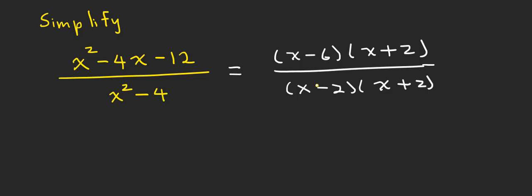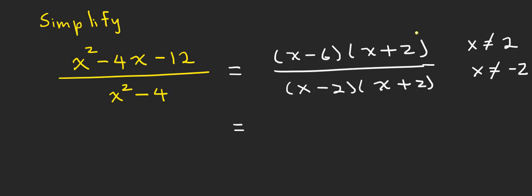By the way, notice the denominator goes to 0 when x equals 2 and when x equals negative 2. So we need to say that x cannot equal 2 and x cannot equal negative 2, because when x equals 2 or negative 2, it makes the denominator 0. And when the denominator is 0, the whole thing is undefined. It doesn't exist.